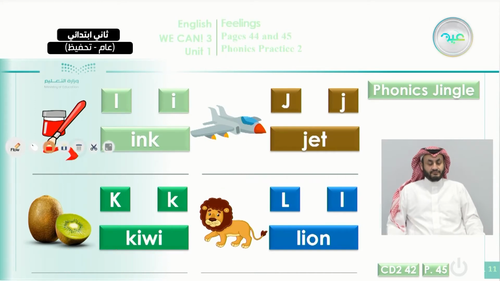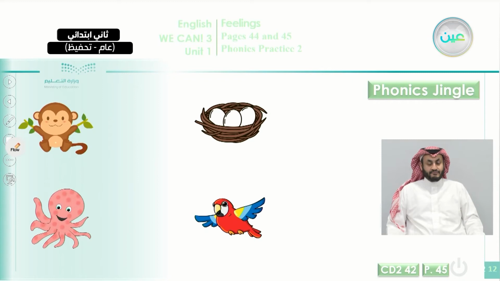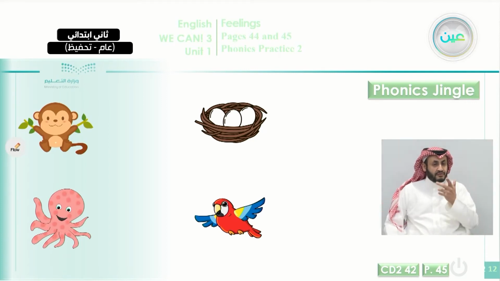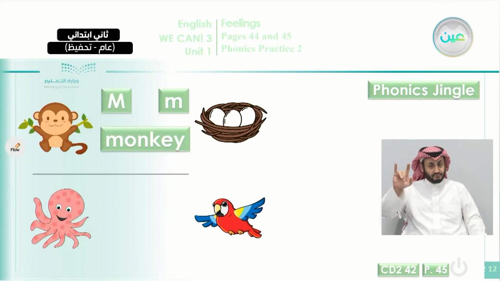Okay, let's erase and let's go to the next slide. And here also we have 4 more pictures. The first one, you can tell, what is it? What is this picture? It is a picture of a monkey. Excellent. Monkey. The word monkey, how do you spell monkey? M-O-N-K-E-Y. As you can see here, monkey.